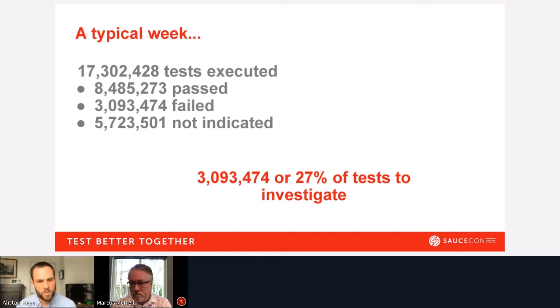But if we pull out the tests that failed, 3 million tests, even with our customer base and with the size of the customers we have, that's still a lot of tests to have to go through on a manual basis. There's obviously no possible way that a group of individuals can go through anything like that scale. If you're having to assess 27% of your tests that have run, there's a lot less point in having automation.